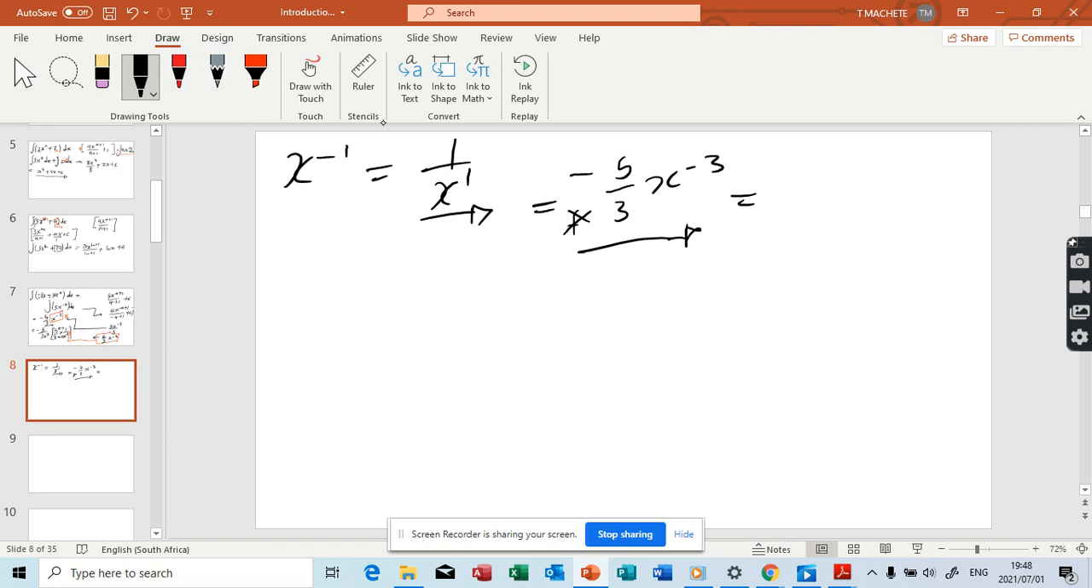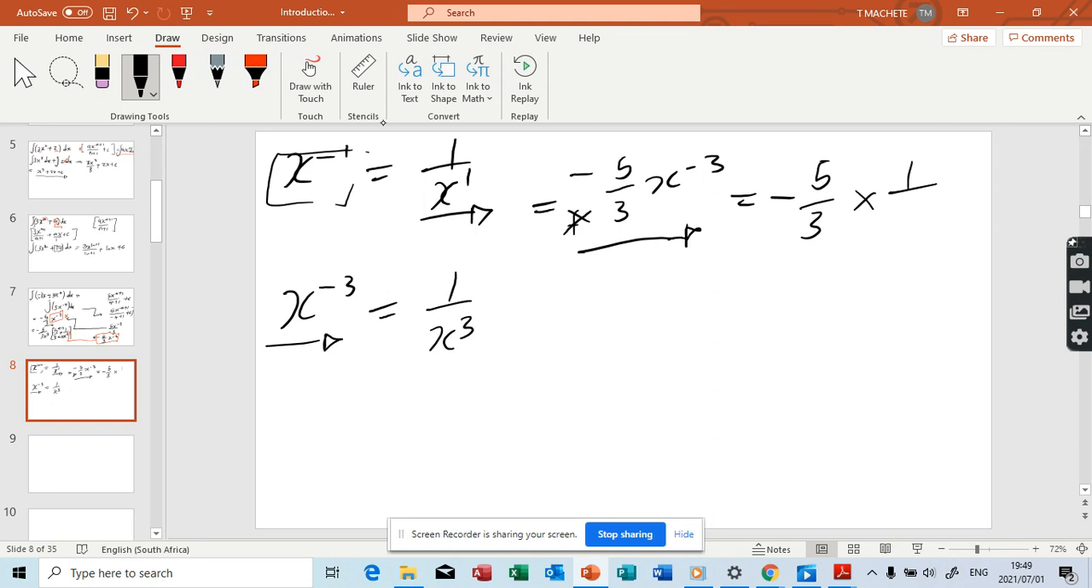The next examples that we're going to do, we're going to apply whatever we are doing now. So I think it's a must. You must understand this. When they say write it in standard form, you must write it like this, to the power 3. Do you understand that part? It's the same thing here: -5 over 3 is a constant, a number, and then you multiply by 1 over x cubed.